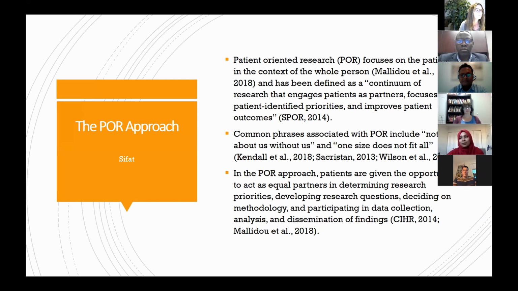There are some common phrases associated with patient-oriented research, for example, nothing about us without us, and one size doesn't fit all. The special feature of the patient-oriented research approach is that patients are given the opportunity to act as equal partners in determining research priorities, developing research questions, deciding on methodology, and participating in data collection, analysis, and dissemination of findings.